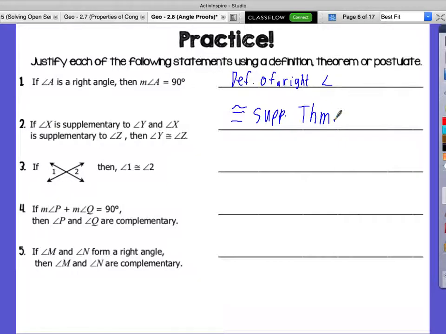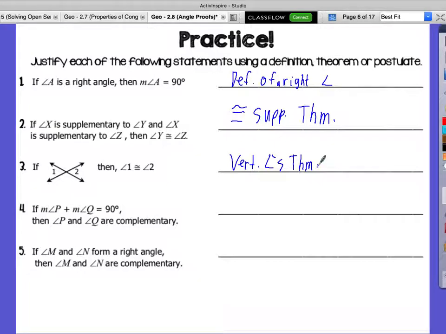Number 3. What do we have, Christine and Kale? Not quite, unfortunately. Definition of congruence would be something being equal. What does something being congruent mean? I agree, okay? That would be our vertical angles theorem. These two are vertical angles. They make that X, like we drew on the last one, so they are congruent. That's our vertical angles theorem, okay?